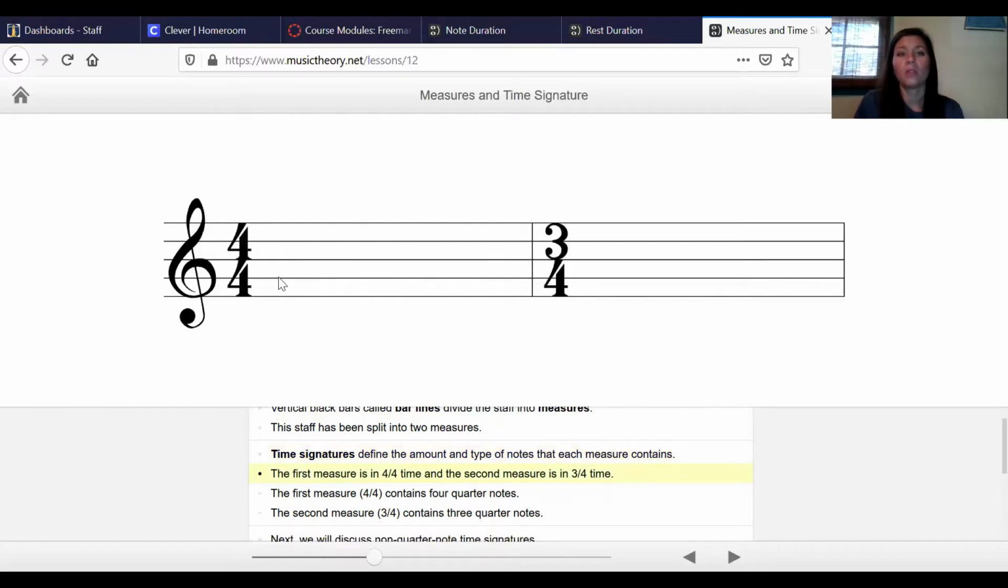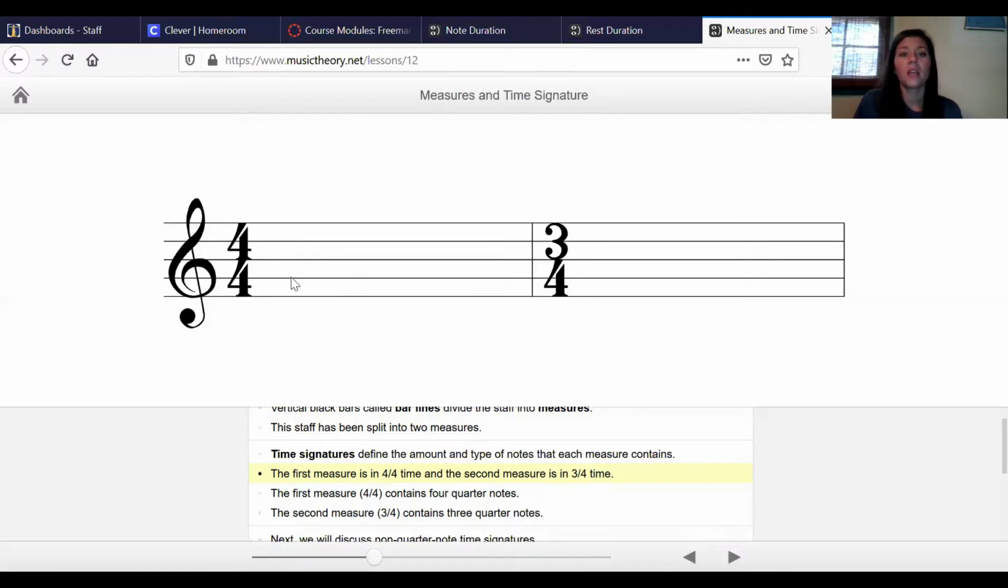So we're going to talk about simple time signatures or simple meters, 4/4 and 3/4 for now, but you could also have 2/4. So we'll start with 4/4. The top number of the time signature tells you how many beats you will have in that measure. Okay, the top number tells you how many beats are in a measure, and the bottom number tells you what type of note is going to get the beat.